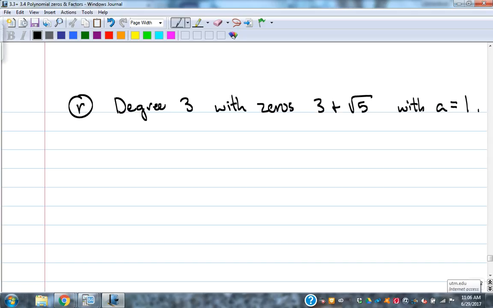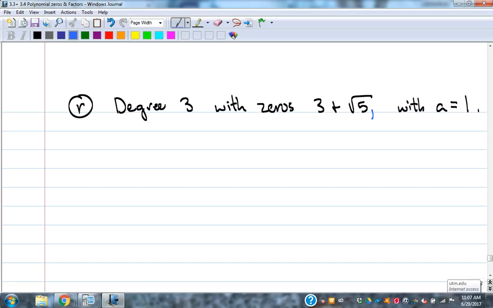This one's a little weird because it says degree 3, but it only gave me how many zeros? Only gave me 2. So that must mean that there's something special about one of those. Well, which one of those looks weird? Square root of 5. What should also be a 0 that's in there? There should be another one. And remember that when we do square roots to solve something, when we solve a quadratic that has square roots, what has to go in front of that square root?